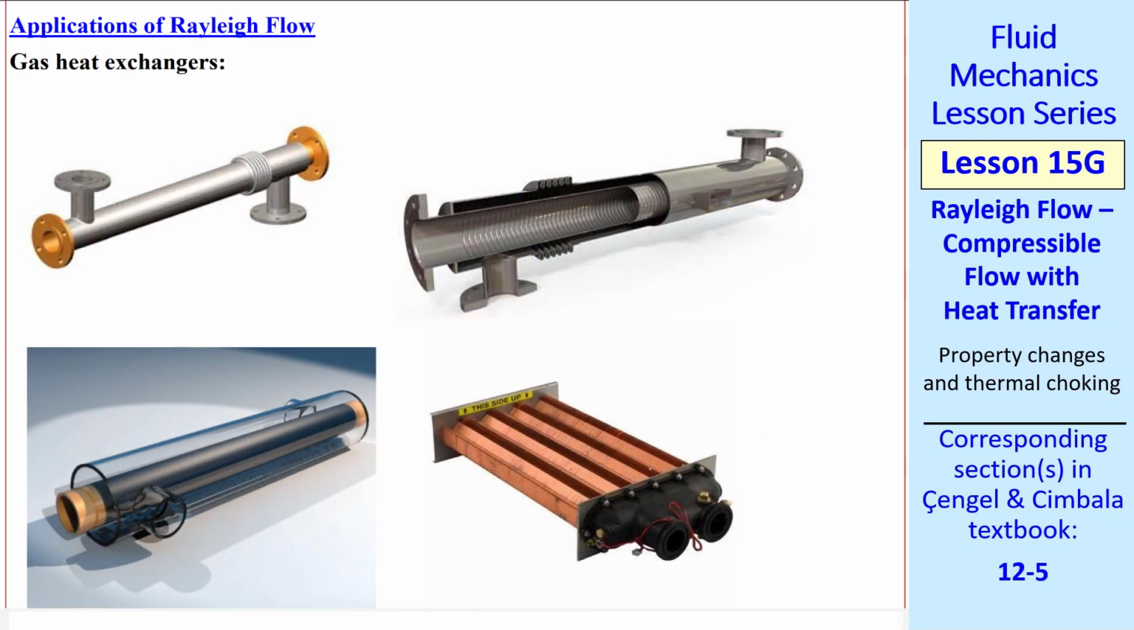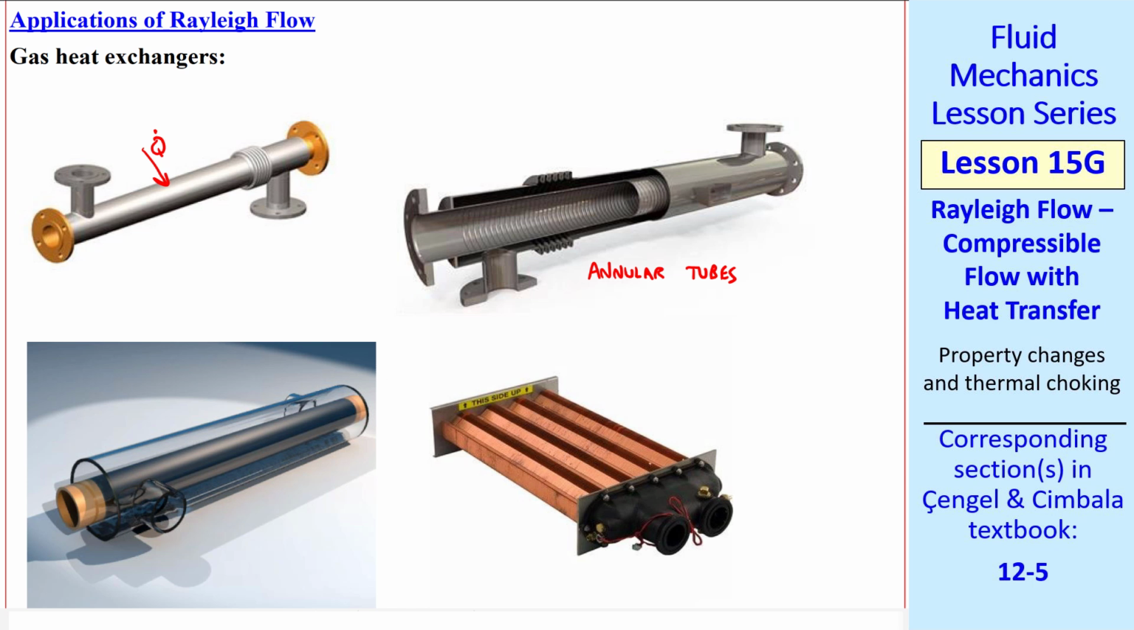Here are some practical applications of Rayleigh flow. When you have a gas flowing in a tube in a heat exchanger, and the tube is reasonably short with heat transfer, Rayleigh flow is a good approximation. We'll let Q dot be the rate of heat transfer coming into the gas from the outside. Same thing happens here, where the tubes are annular. A different gas or liquid outside of our tube provides the heat transfer into our tube, the middle one. Here's the same thing but with a transparent outer tube.